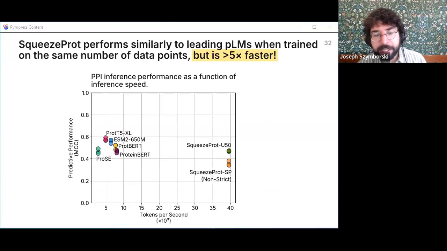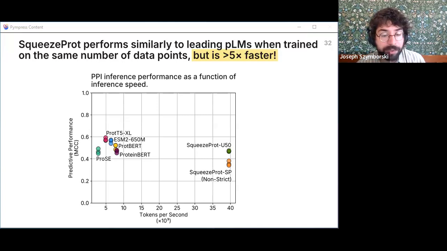Before I jump into that experiment, I just want to illustrate two things. First, when SqueezeProt is trained on a similar number of proteins as leading protein language models, performance is very comparable, showing that this isn't some straw man model. This is a model that performs very similarly to competing models. The green SqueezeProt U50 marker shows results from SqueezeProt trained on about 52 million proteins from UniRef50.